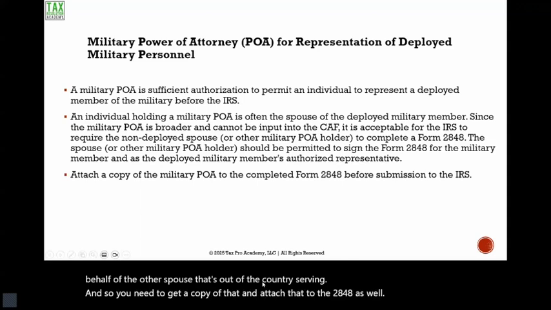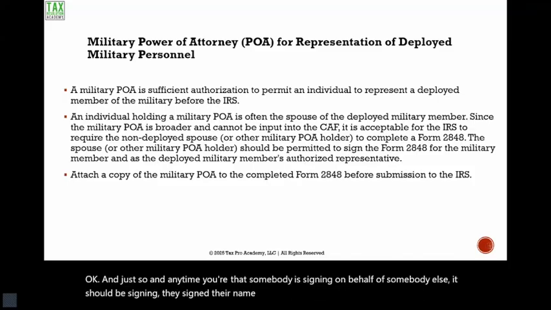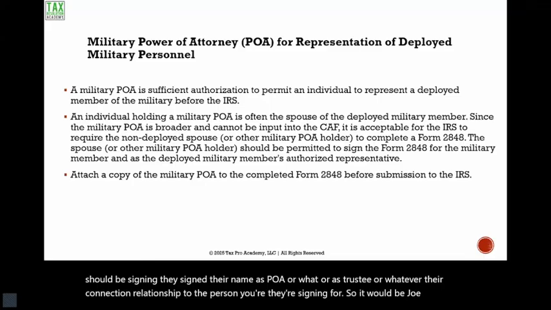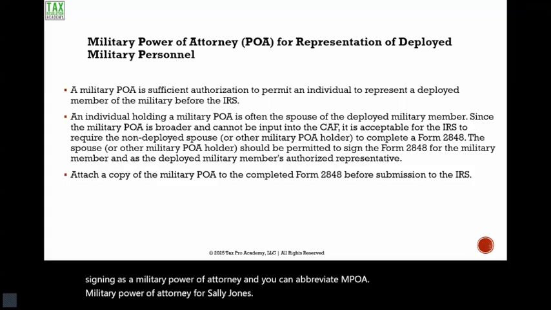Okay. And just so you know, anytime that somebody is signing on behalf of somebody else, they should sign their name as POA or as trustee or whatever their relationship is to the person they're signing for. So it would be Joe Smith signing as military power of attorney, and you can abbreviate MPOA, military power of attorney, for Sally Jones, let's say. So that would be durable power of attorney, whatever it is that you're using.